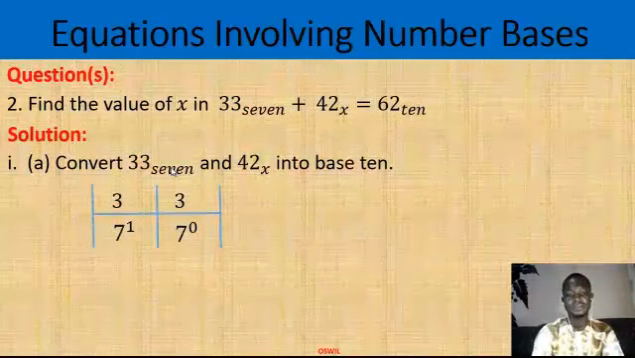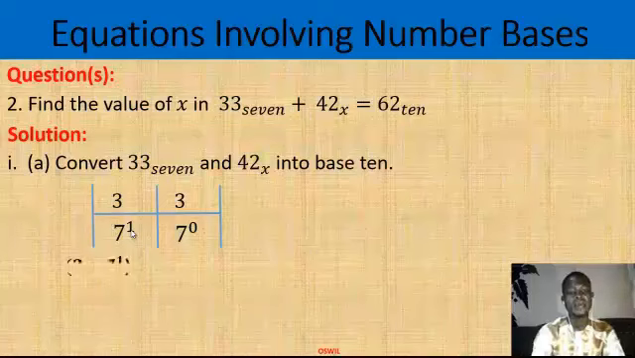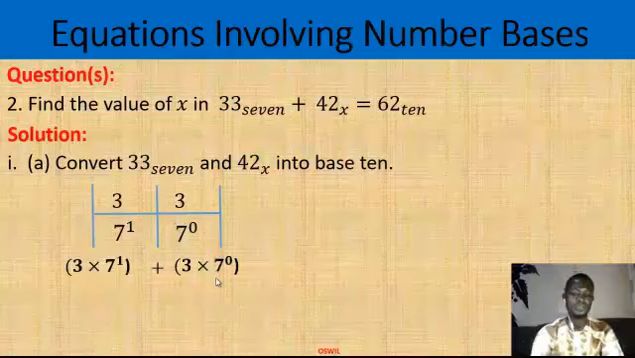3 base 7. So the last 3 would have 7 to the power 0, and the first 3 would have 7 to the power 1 as its base value. Now, just multiply each of them and add the answers together. So we may have 3 times 7 to the power 1 plus 3 times 7 to the power 0, as you see on the screen.